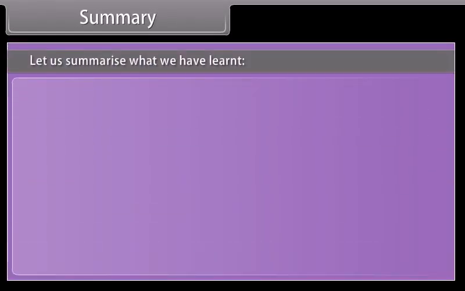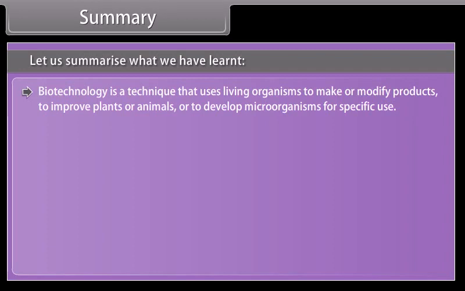Summary. Let us summarize what we have learned. Biotechnology is a technique that uses living organisms to make or modify products, to improve plants or animals, or to develop microorganisms for specific use.